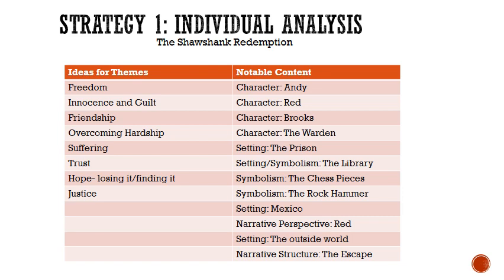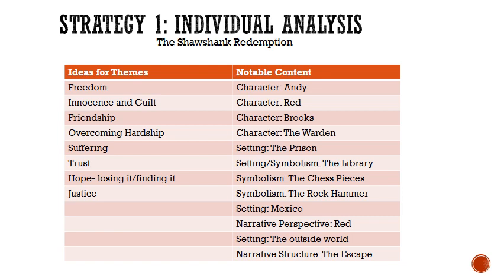In terms of symbolism, I tried to think about objects that turn up throughout the whole thing. So I thought about the chess pieces that Andy's making. I thought about the rock hammer. The film ends with him in Mexico, and he talks about this being the world of freedom, or a place that has no memory. So I just wrote that down, whether it's relevant or not, I'm not sure.